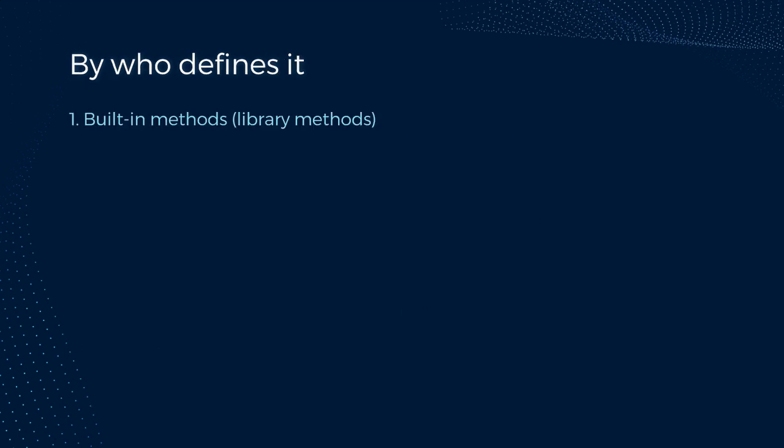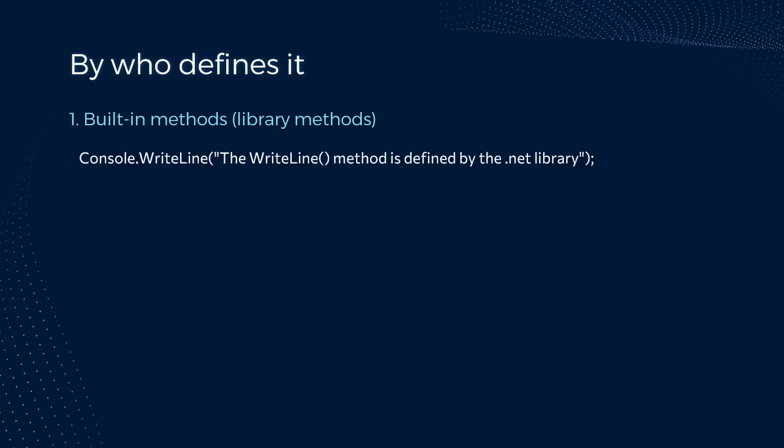And here the first one is built-in methods, library methods. As I told, the .NET framework, or you can say the .NET library, provides all these methods. Now the first one is WriteLine. Here you can see WriteLine, and then we have the parenthesis. As I told, to identify methods we must have parenthesis, and inside that you can write anything.